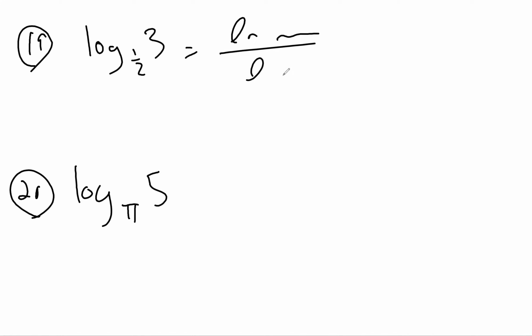So if we have log base 1/2 of 3, and then the last one will be log base pi. Remember, pi, don't let it scare you, of 5. Now, Sophie, you said the ln. If you want to choose the ln, just write the ln of blah, blah, blah over the ln of blah, blah, blah. When we go to use the change of base problems, this log is always going to be log.